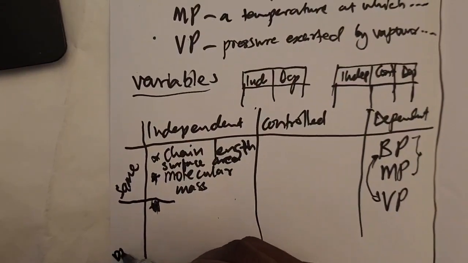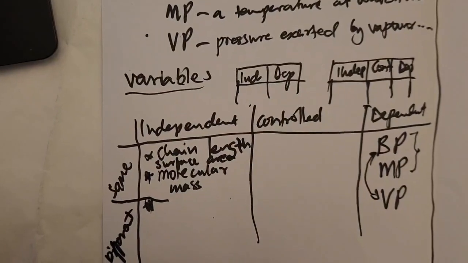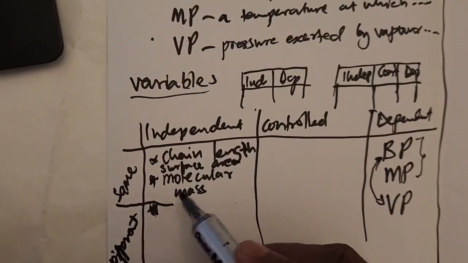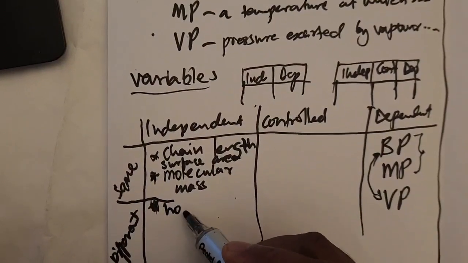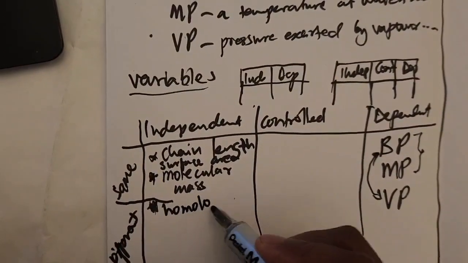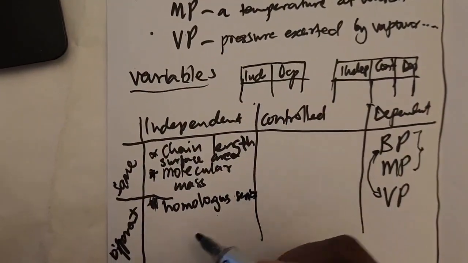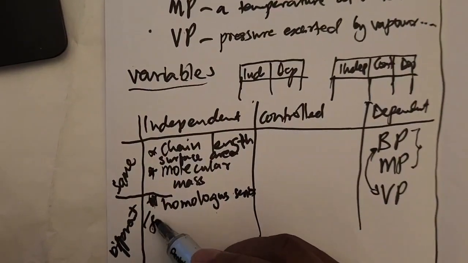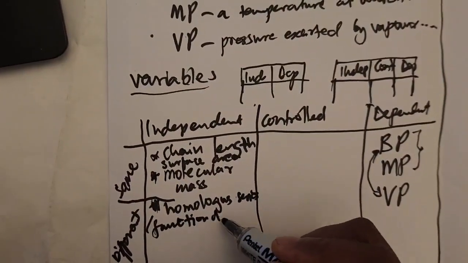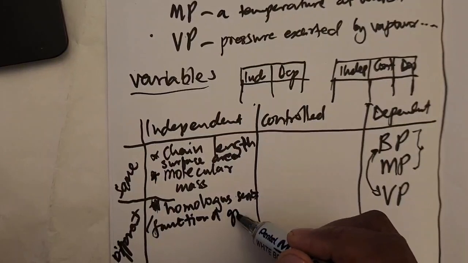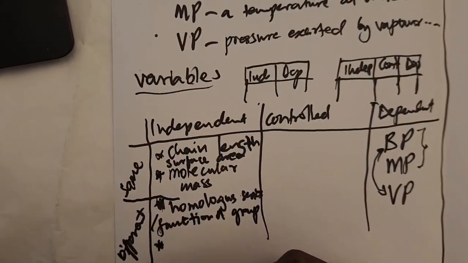Now let's say you are comparing different homologous series, comparing alcohol with the alkane. Then what will be the independent variable now? Because there are different homologous series, the homologous series is the one that we are changing. And once you deal with the homologous series, obviously the issue of functional group comes in. Remember, a functional group is not a homologous series. But in a homologous series, we do have a functional group, yes.